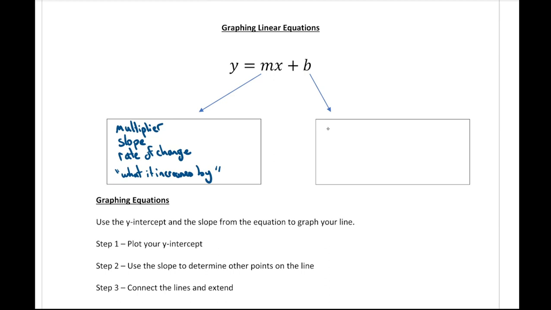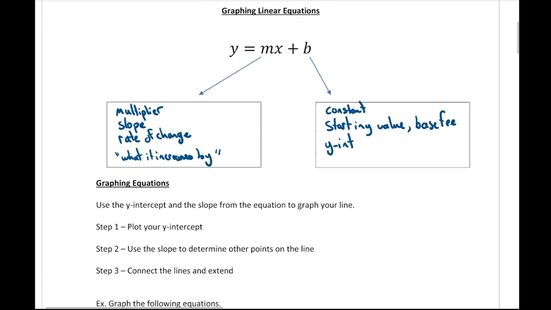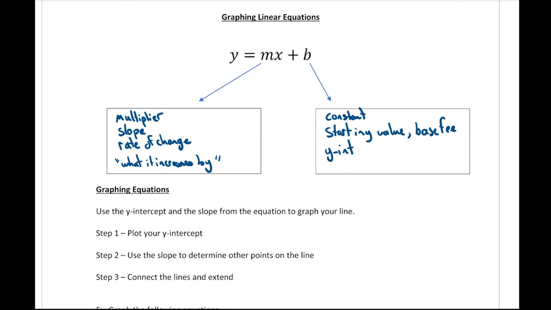The b value was our constant. We also called it sometimes the starting value or the base value. We also called it the y-intercept, because when looking for this on a graph, it was where the line crossed the y-axis. So when we're graphing equations, we need to understand those two variables because we need to use them to help us figure out how to graph our line.